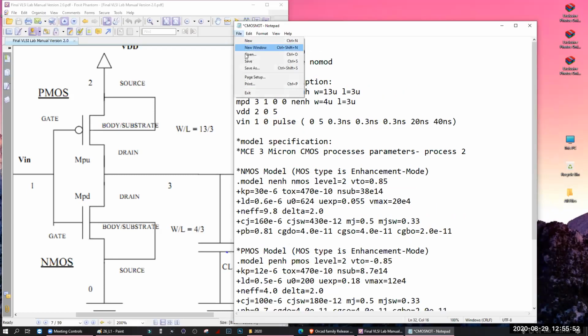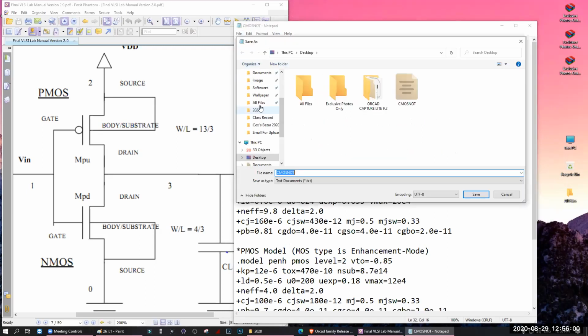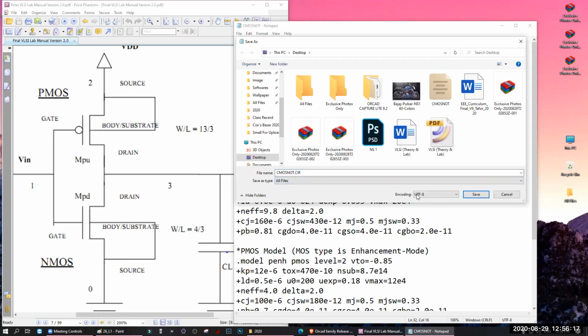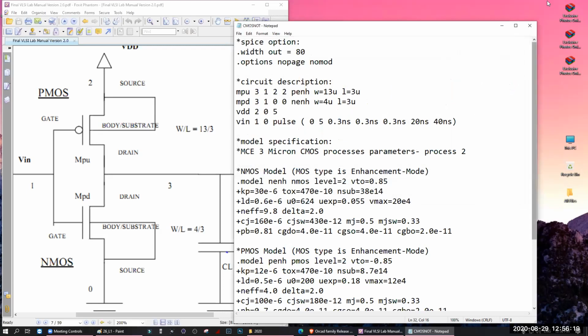Now, after writing this code in the text file, you have to save the file. First of all, save as. I'm going to use the desktop, but this time I'm going to write .cir, or capital CIR, small or capital doesn't matter. CIR means circuit file. Most importantly, change the type from txt to all files. Save it.